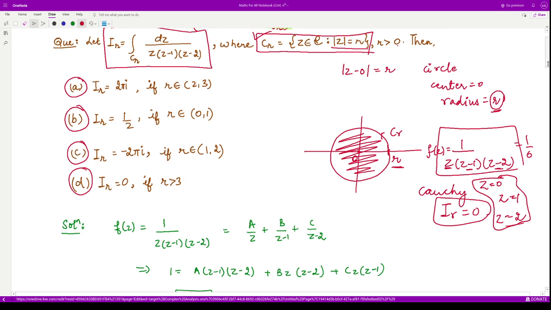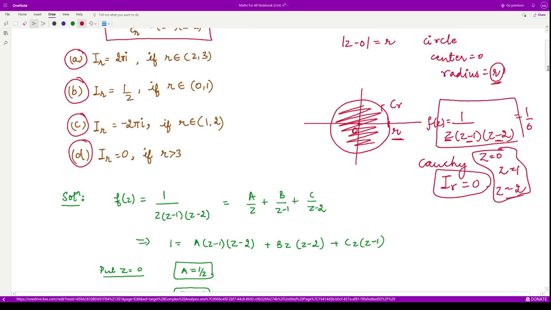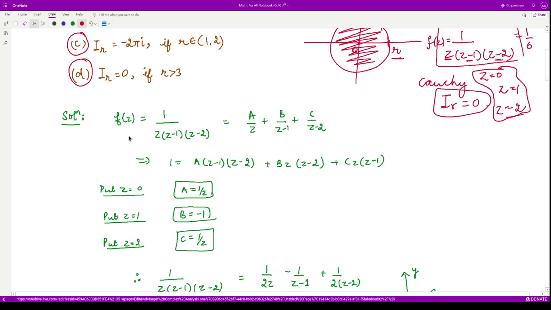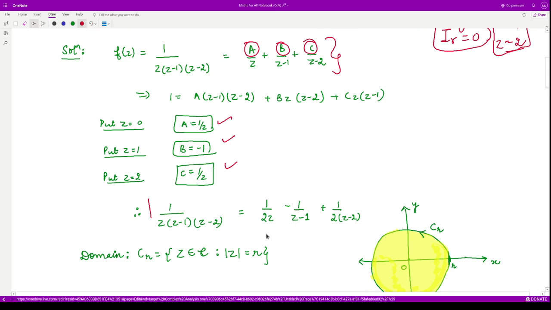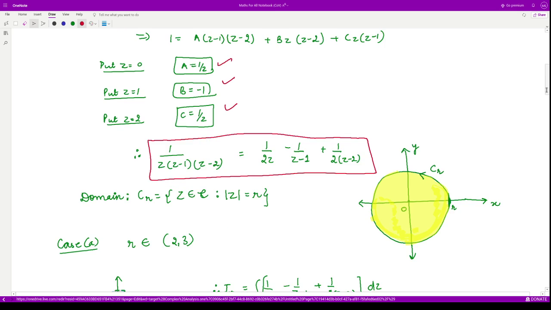So what we do, we firstly apply the partial fraction to this function. This is our function f(z), 1 upon z, z minus 1, z minus 2. We can apply a partial fraction onto it, and we can calculate the values of these 3 constants a, b and c. The values of these 3 constants come out to be like this. So we can write our function in this form. Now here we have to perform integration.